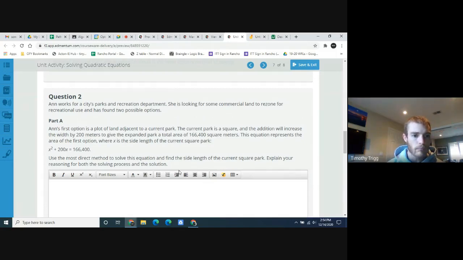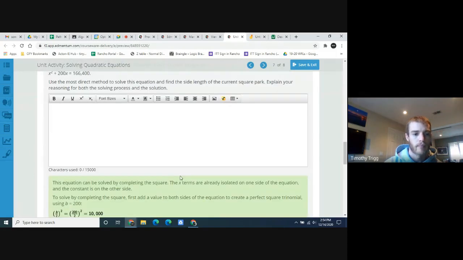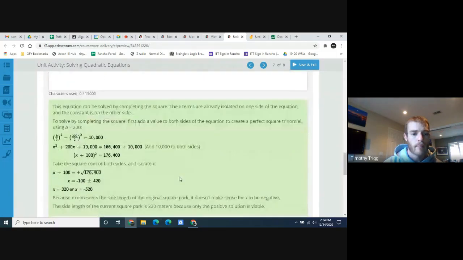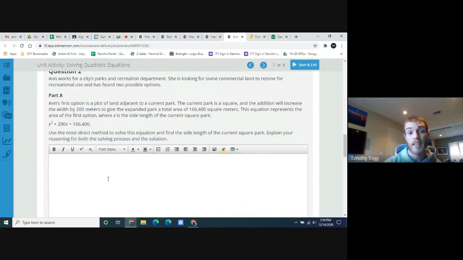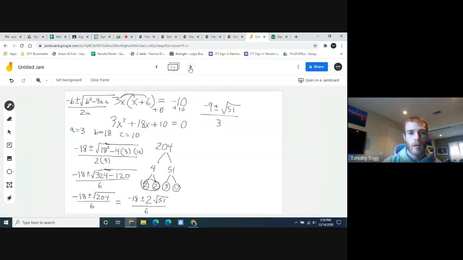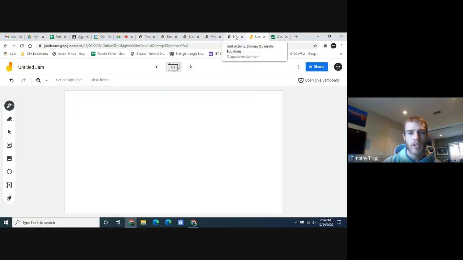Use the most direct method to solve this equation and find the side length of the current square park. Explain your reasoning for both the solving process and the solution. So they are using, it looks like, completing the square. Well, we're not going to use completing the square. We're actually just going to use the quadratic formula again. So it's much like what we did in the last problem, except these numbers are much bigger. But that's okay. It doesn't really make a difference.